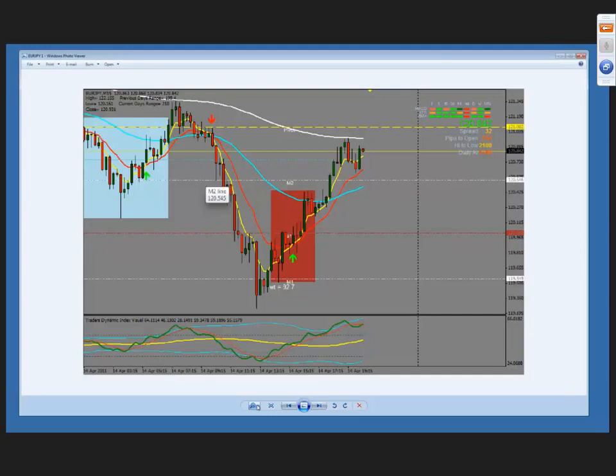Skip has a question: how lopsided a W will you take? Doesn't really matter to me. As long as the second leg is a little bit higher or even equal to the first leg, I'm going to take it. If everything else matches up, I'm going to take it.